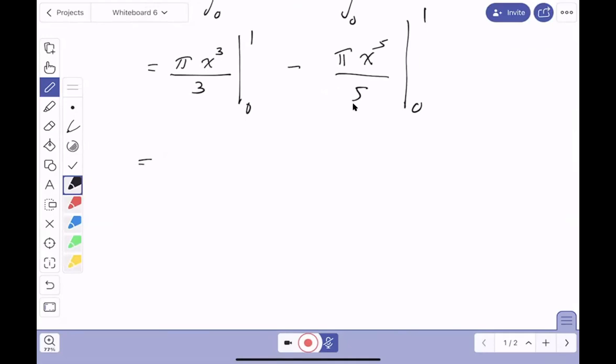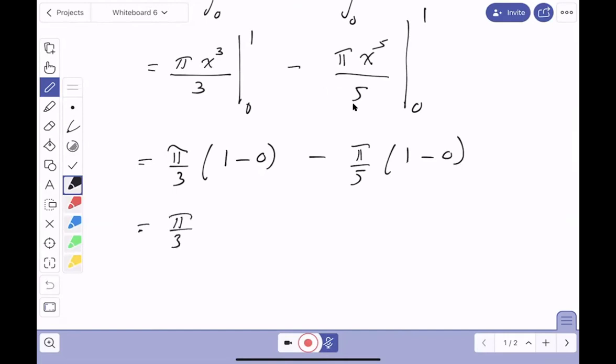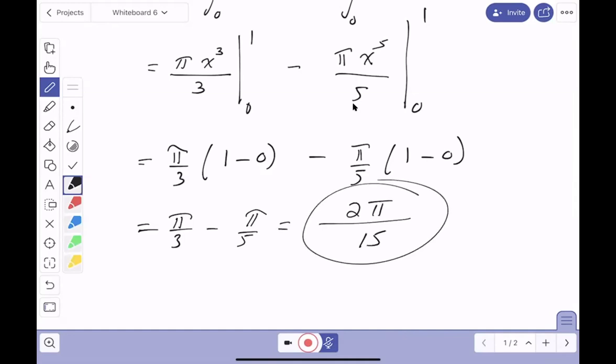We'll look at that. This is going to be pi over 3. 1 cubed is 1 minus 0. That's pretty simple. Minus pi over 5. 1 to the 5th is 1 minus 0, because 0 to the 5th is 0. What do you get? Pi over 3 minus pi over 5. And what do you have there? 15 would be the common denominator, right? Then you get 5 minus 3, which is 2 pi over 15. And that's cubic units, by the way. Let's take a look at the key.